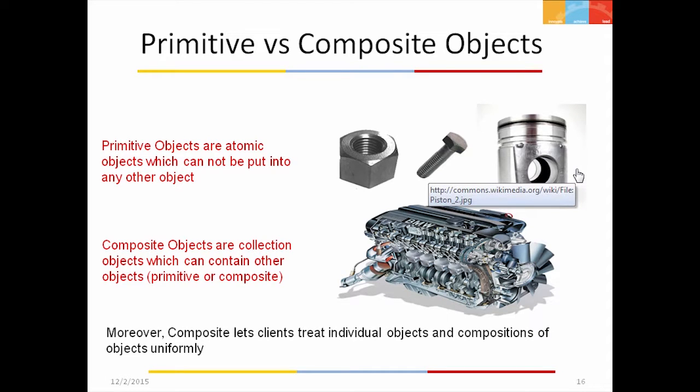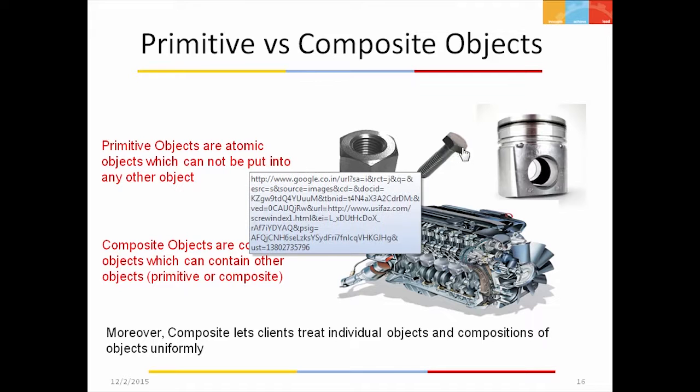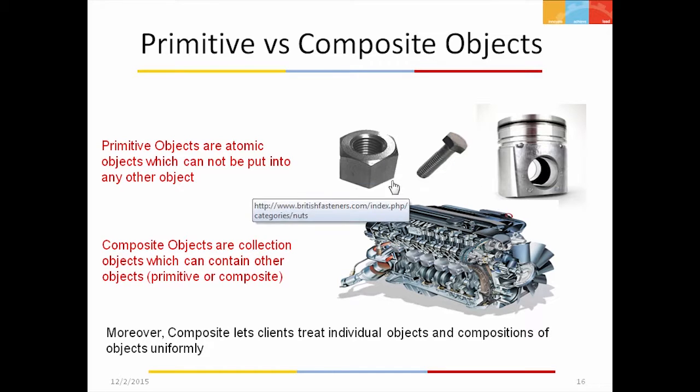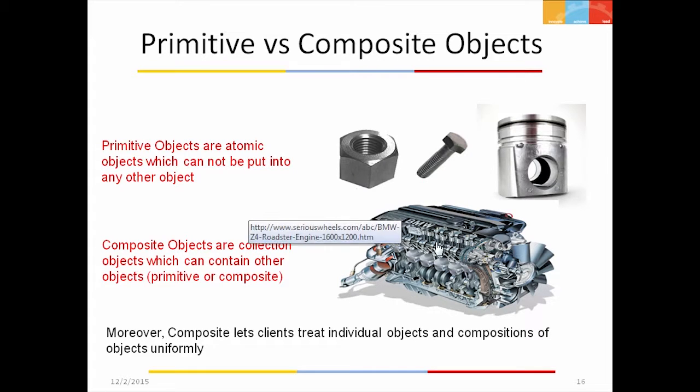So the composite basically lets a client treat individual objects and composition objects uniformly, in a sense that for the client, these atomic objects like these screws and nuts and bolts, these primitive objects and this complex object should be treated in a similar uniform manner, meaning that all of them would have the same method.